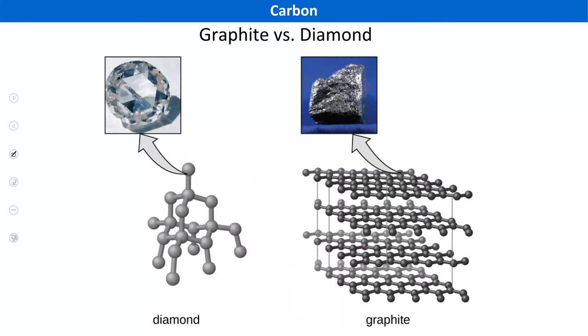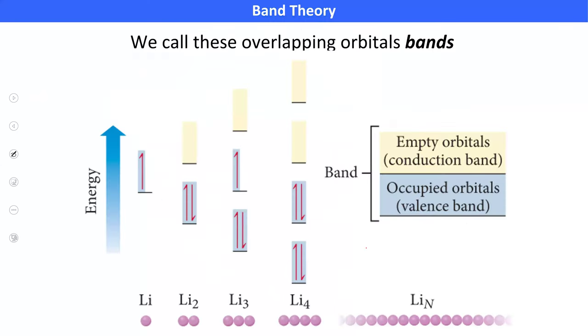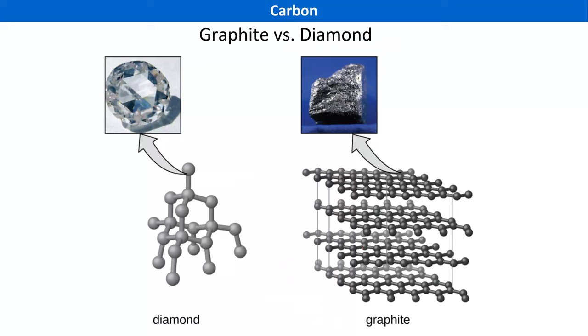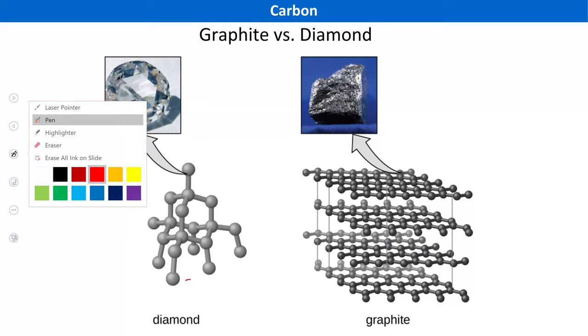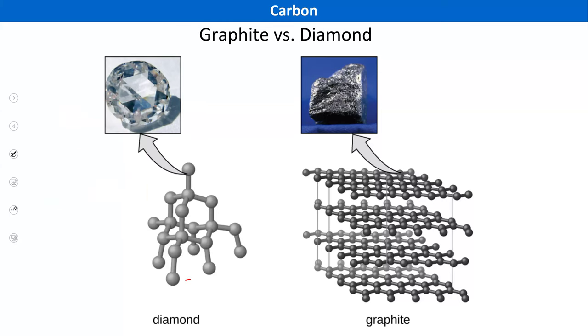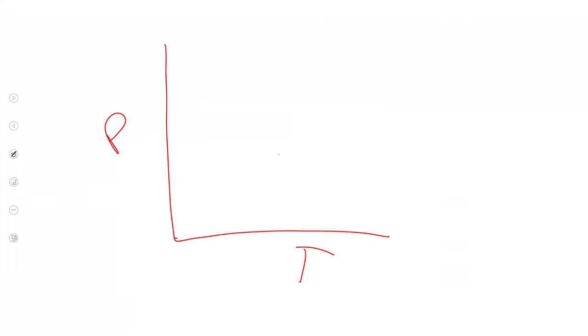So what's happening with the orbitals when we do this? I guess we only have 5 minutes left. We won't get into band theory today. You guys talked about phase diagrams that were more complicated than the classic one. What does a phase diagram look like? Pressure, temperature. Triple point, critical point, solid, liquid, gas, right?